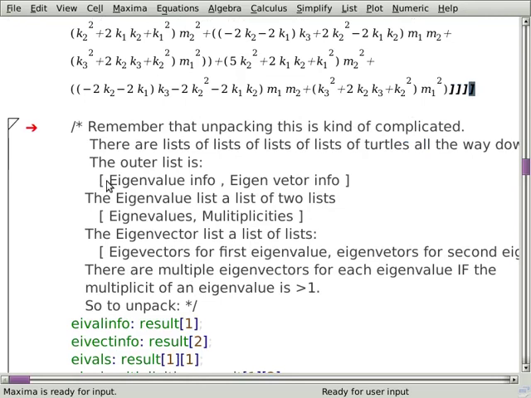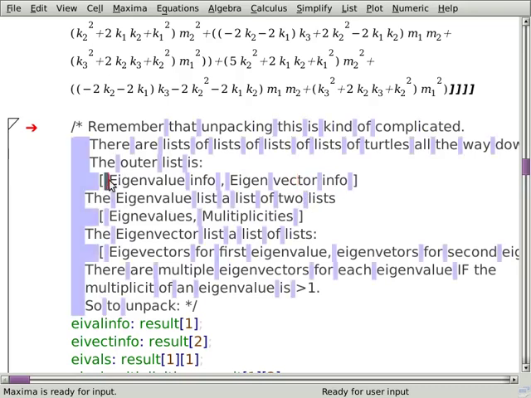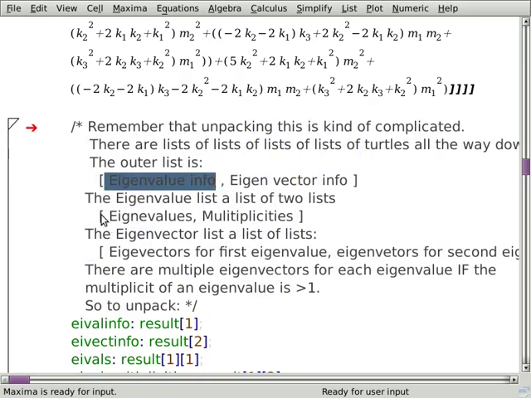The outer list is a two-element list: eigenvalue info, eigenvector info. That should be a C. Save this. And then the eigenvalue info list, if you unpack this list, look at all the spelling errors, it's a list of two lists. So the first is the eigenvalues. The second is the multiplicities.